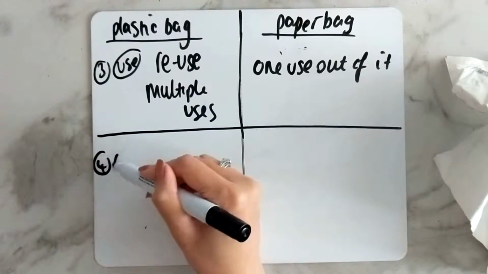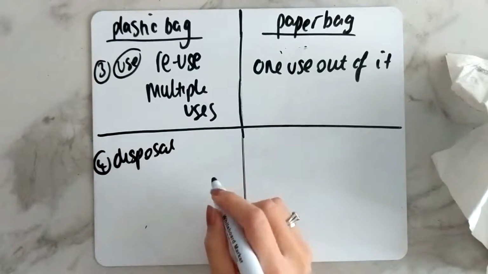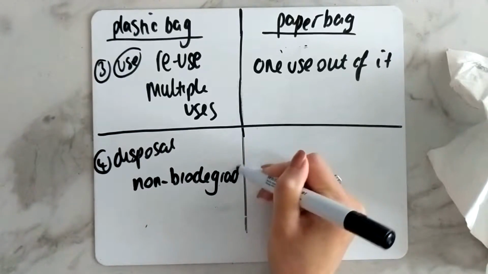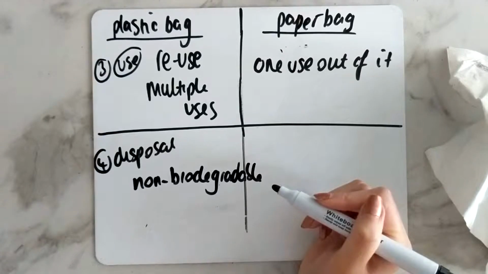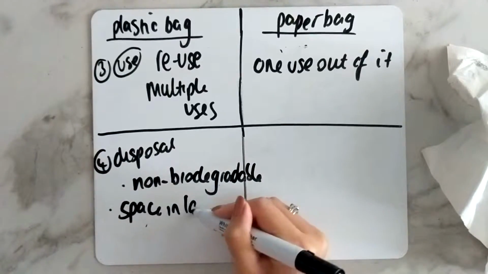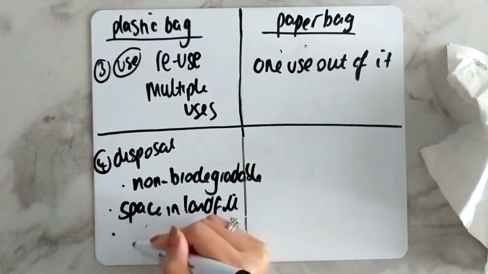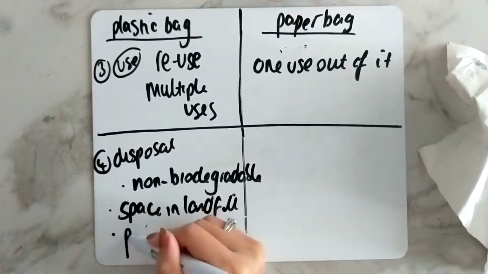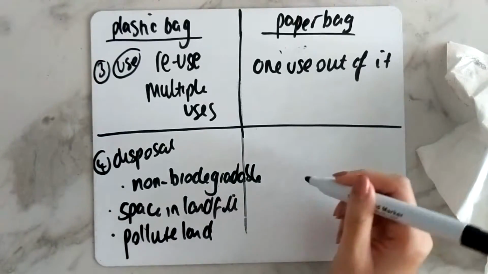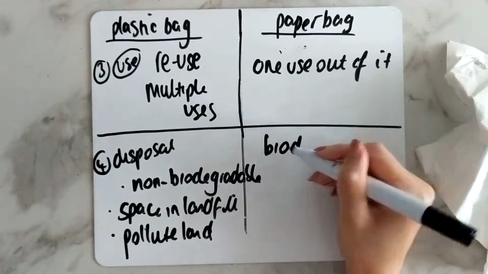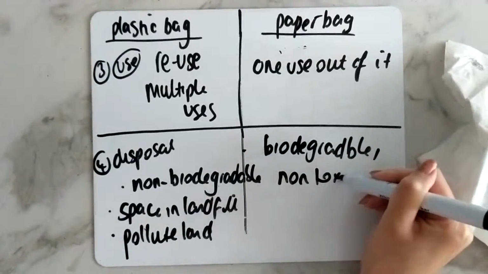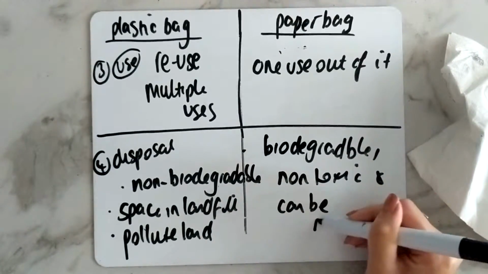And then the last one in the LCA is product disposal. So plastic bags are non-biodegradable, and what that means is that the plastic bag will not break down, so it will take up space in landfill, which is not aesthetically pleasing. It will pollute the land, it could damage the environment, damage habitats, whereas paper bags are biodegradable, so they do break down, they're non-toxic, and they can be recycled.